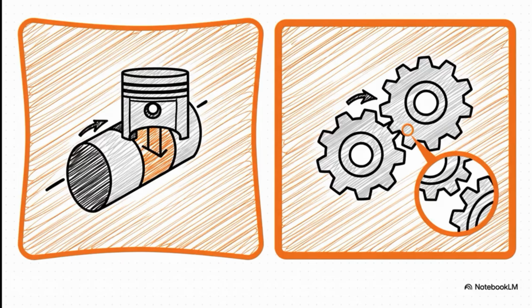And we can even break down these pairs by how the links actually touch. If they connect over a whole surface area, like a piston sliding inside a cylinder, that's called a lower pair. These are super stable, really good for handling big forces. But if they only touch at a single point or along a line, like two gear teeth meshing together, that's a higher pair. These are what allow for more complex rolling and sliding motions.